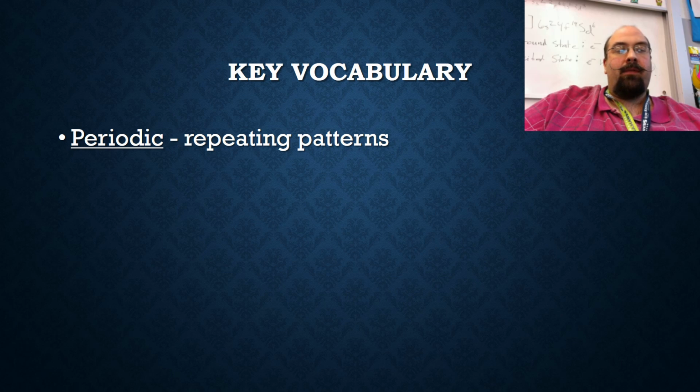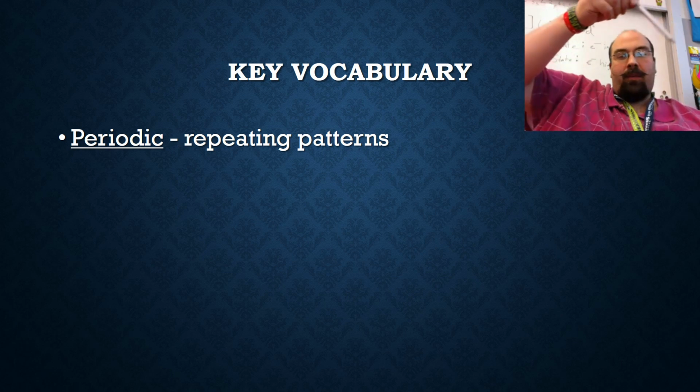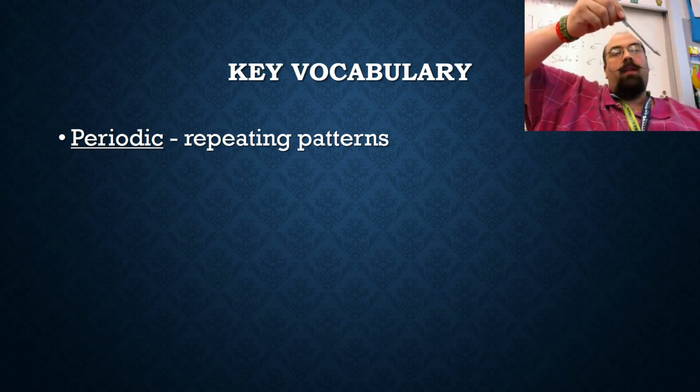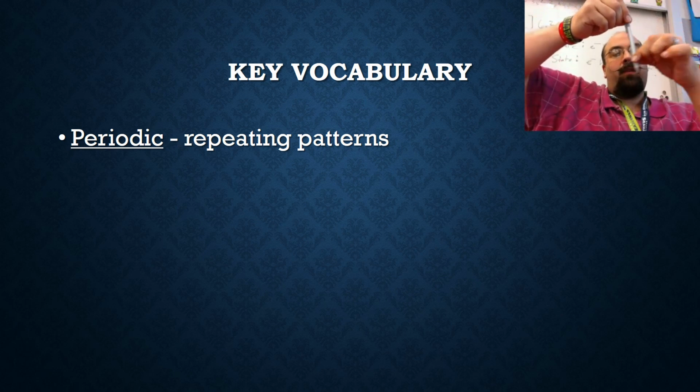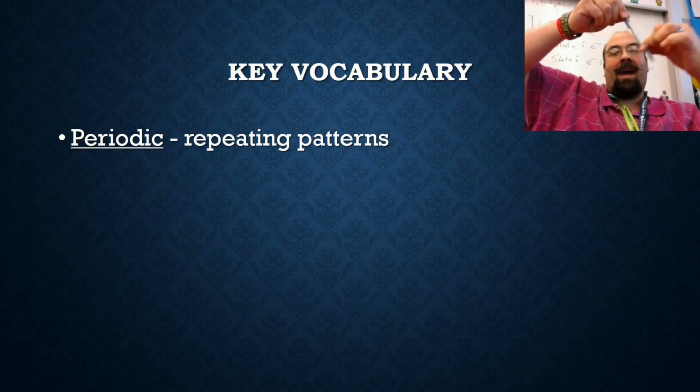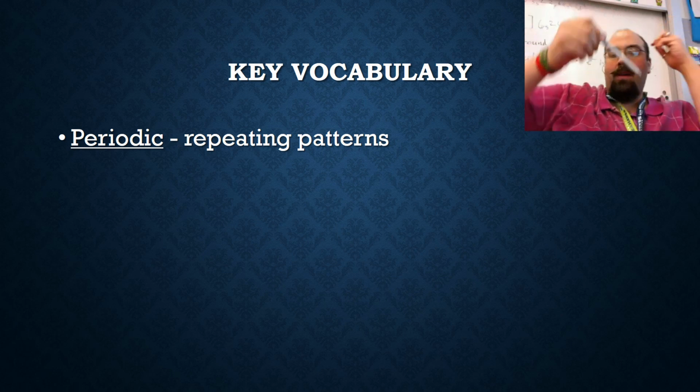So periodic, a couple different places you might see it: the period of a pendulum is a thing that swings back and forth like that. In physics, we say the period of a pendulum is the time it takes for the pendulum to swing one direction and then back. So it's how long it takes for it to repeat.